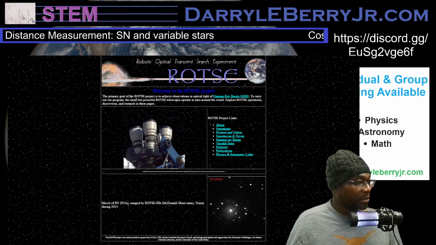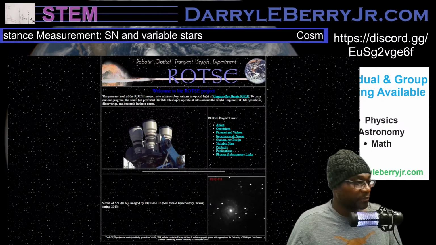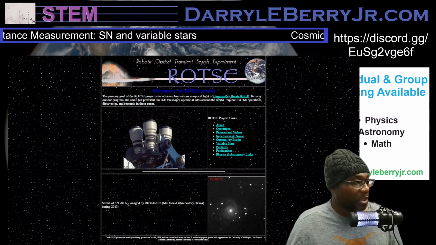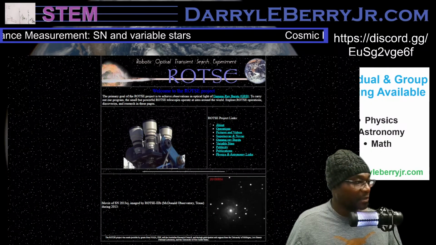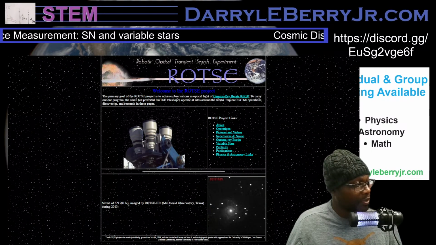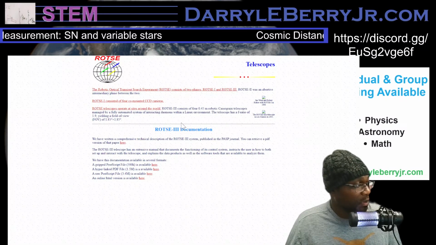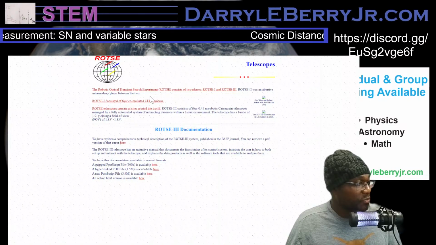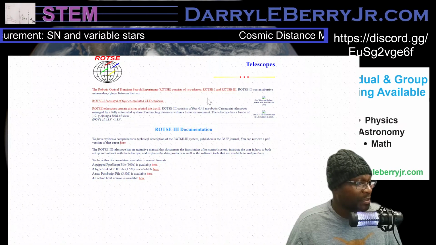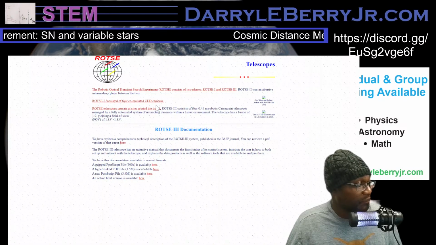The primary goal of the ROTSE project is to achieve observations in optical light of gamma ray bursts. To carry out our program, the small but powerful ROTSE telescopes operate at sites around the world. Explore ROTSE operations, discoveries, and research pages. The Robotic Optical Transient Search Experiment consists of two phases, ROTSE-I and ROTSE-III. ROTSE-II was an abortive intermediary phase between the two.